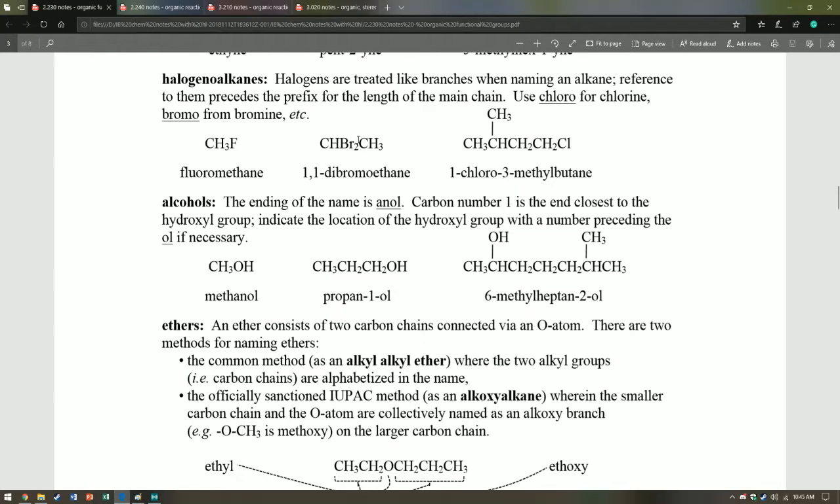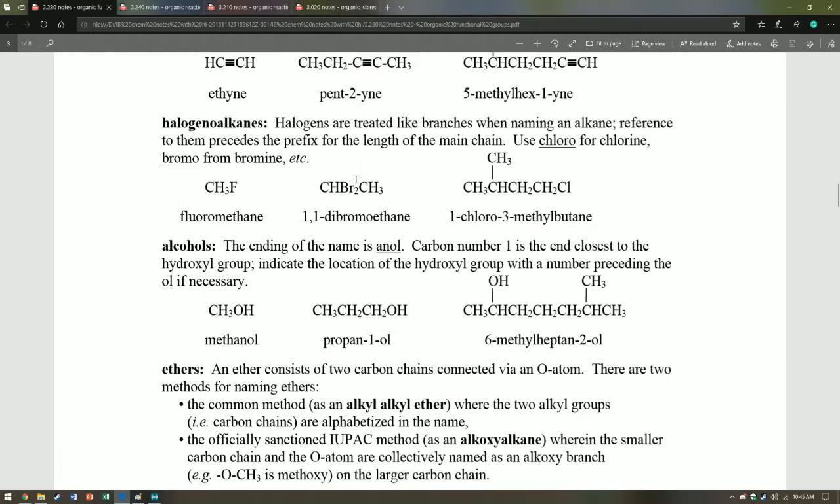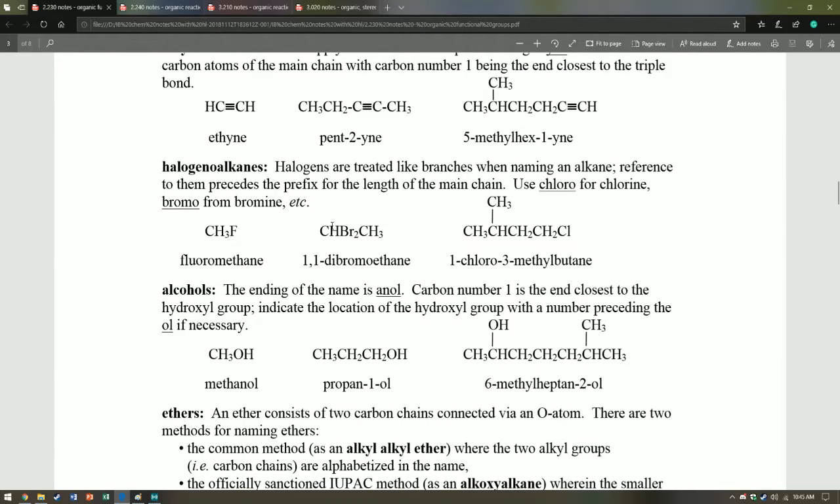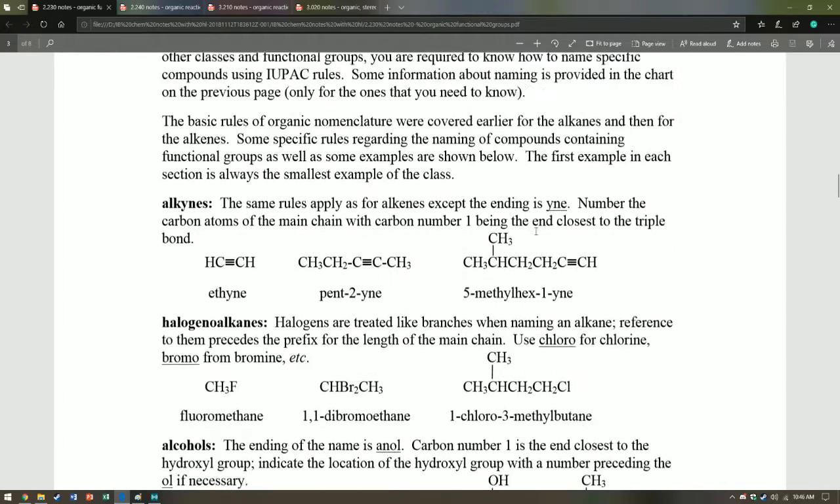Again, since bromine is the highest order functional group here, you name it from that side. You start your numbering based off whatever gives the lowest numbers. So if you name from this side, it's 1,1. 1 is lower than 2. So here's 1-chloro-3-methylbutane. Since chlorine is the highest priority functional group here, you name it from this side: 1, 2, 3, 4. You name it from one here.